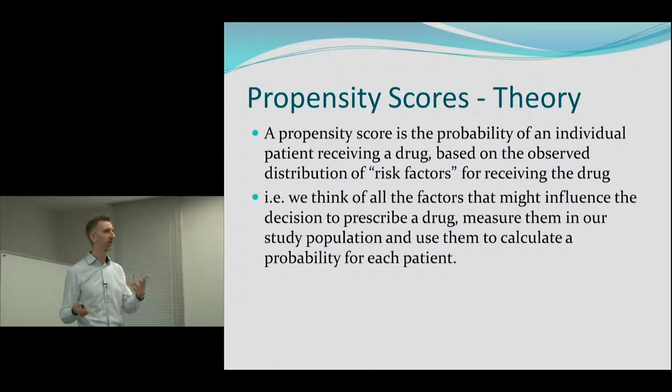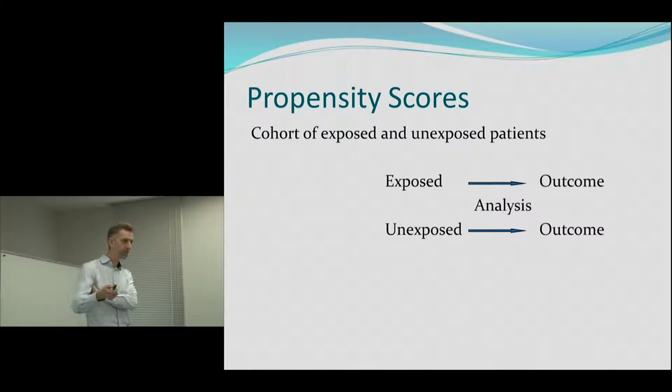And I'll talk you through an example so you can see intuitively how this works. But we start by thinking about what are the factors that might influence the decision to prescribe a drug for a patient. And we use that to calculate a probability for each person. Now, ultimately, the research question that we will be interested in is going to be something to do with an exposure. Let's say it's a statin, because in the example it is, and the unexposed people are going to be people not taking a statin.